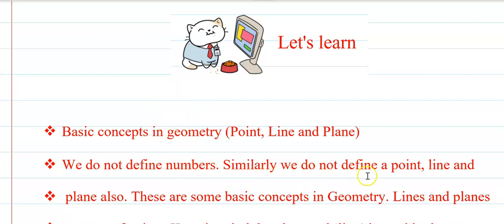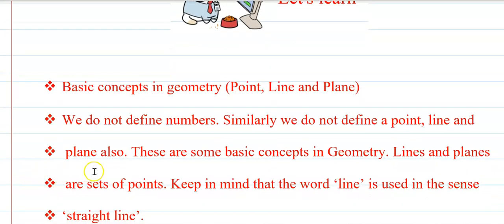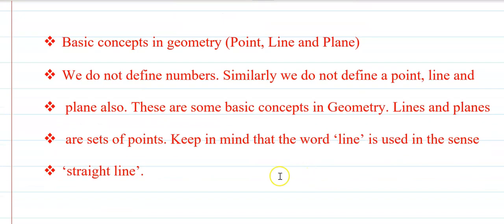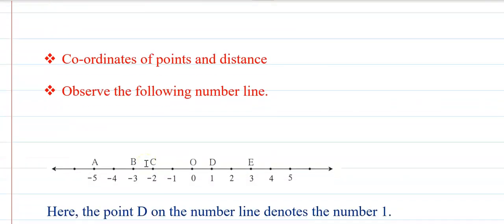Similarly, we do not define a point, line and plane also. These are basic concepts in geometry. Lines and planes are sets of points. Keep in mind that the word line is used in the sense of a straight line. Now next, coordinates of the points and the distance.